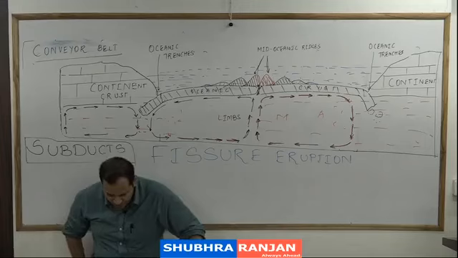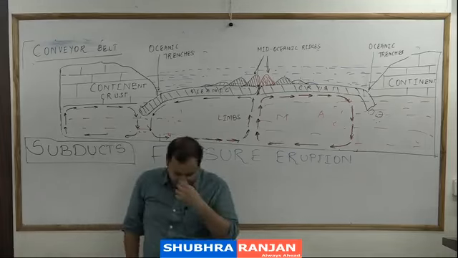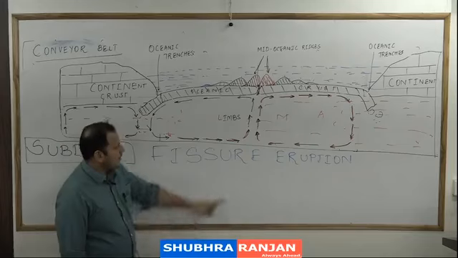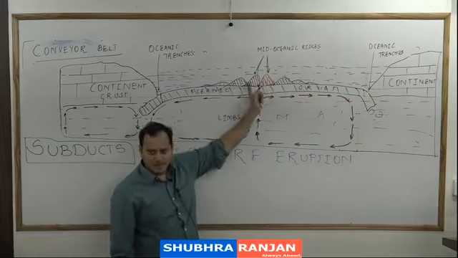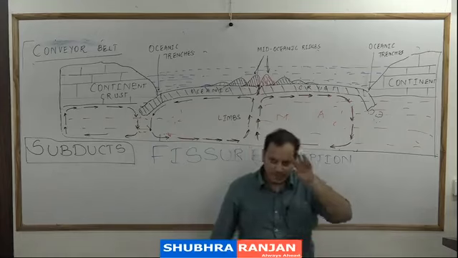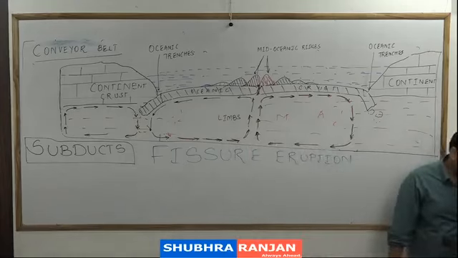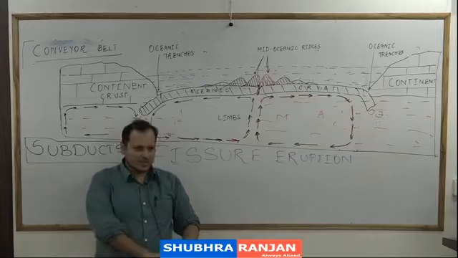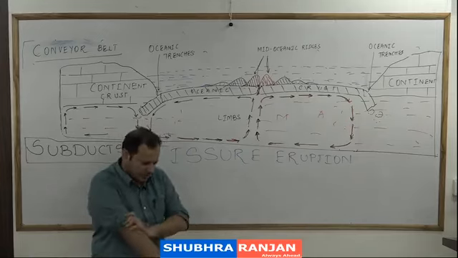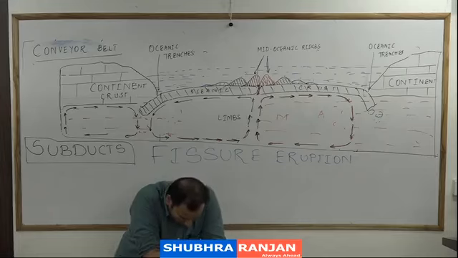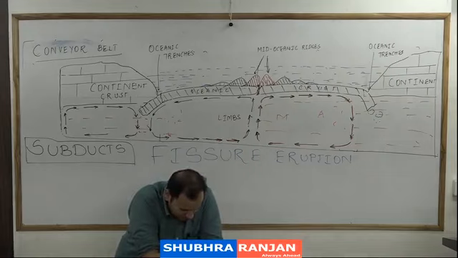Rocks of same age at an equal distance away from the mid-oceanic ridge. What does it mean? These which we marked as 1, 1, 2, 2, all these rocks belong to the same age. Third point: greater oceanic temperature at the top of mid-oceanic ridge.